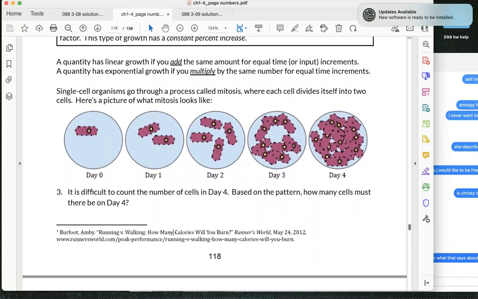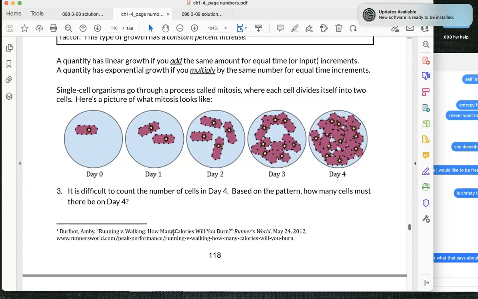Let's look at cell division. Single-celled organisms go through a process called mitosis, where each cell divides into 2 cells. So this is trying to be a model of cell division. We go from 1 cell to 2 cells, and then each of those splits, and then we have 4 cells. And then when each of those splits, we have 1, 2, 3, 4, 5, 6, 7, 8 cells. So we doubled, doubled, doubled, and we're going to double again on day 4. So that should be 16 on day 4.